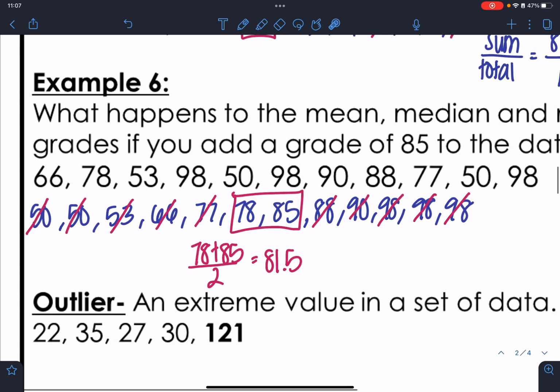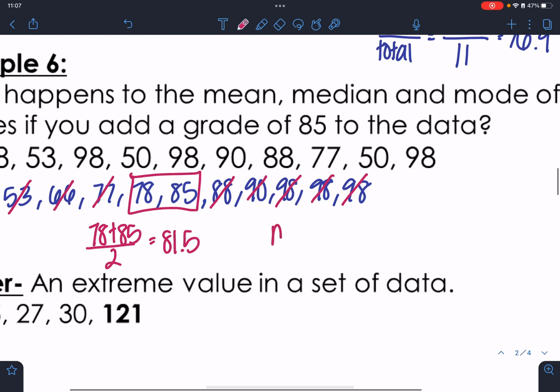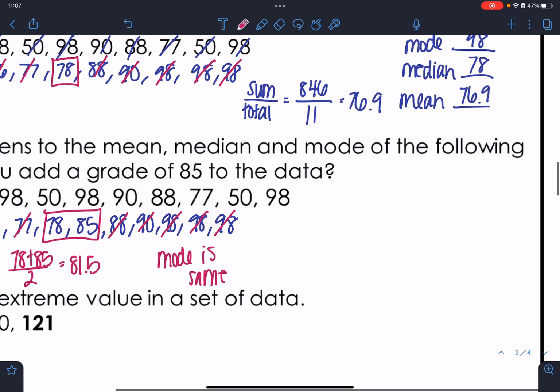So let's think about my mode. Did my mode change at all? No, it didn't, right? I still have three 98s, so that's not going to change. So we can say mode is the same. But now we want to figure out my new mean. Let's not type in everything again. We knew the sum of my original list was 846. All I'm doing now is adding 85 to that. So I can now say my new total is going to be the original total plus 85.